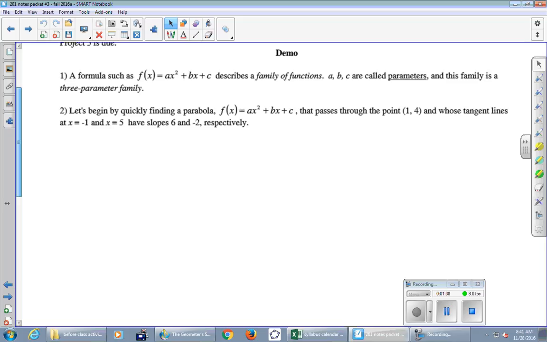You could move them left and right. You can move them up and down. You can make them wide or skinny. You could flip them over. The vertex can be moved to any number of spots, right? All the different freedom we have with a, b, and c.